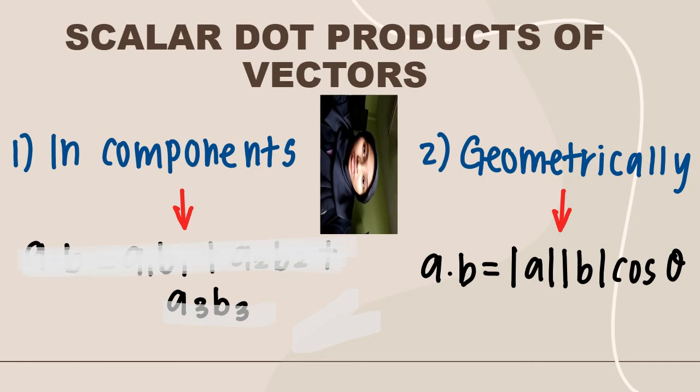For your information, we have two properties of dot products, which is in components and in geometrically. For in components, the formula is A dot B equal to A1 B1 plus A2 B2 plus A3 B3. We usually use this method when we need to find a vector in the question. In geometrically, we use this when we need to find an angle. So the formula is cos theta equal to A dot B per magnitude A magnitude B.